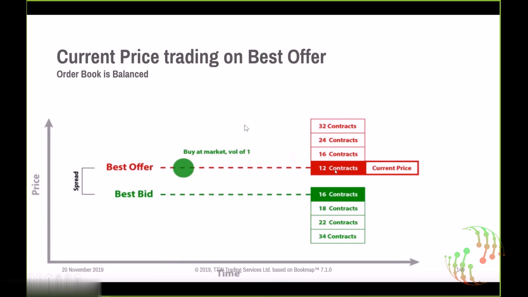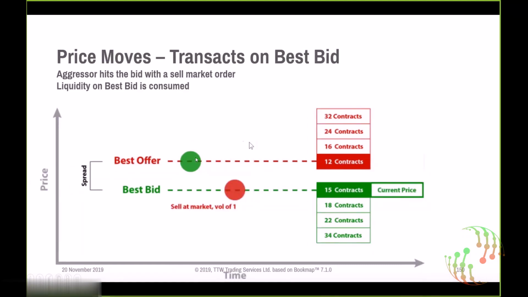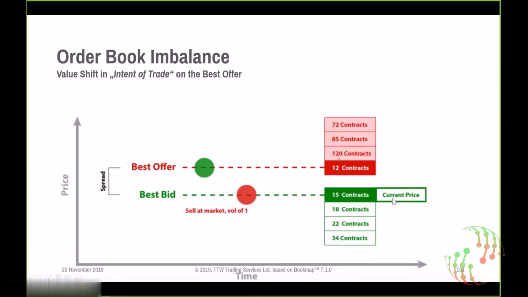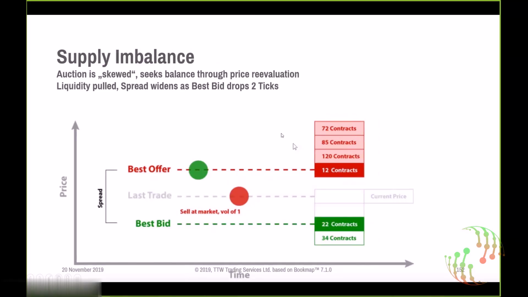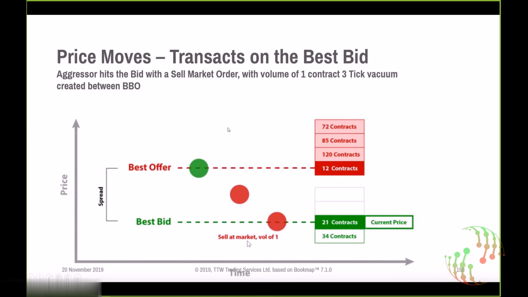So current price trading on best bid. The book is balanced. Let's take the other one. Now sellers come in, liquidity is consumed, and this is the intention of the trade. That means, as discussed, they want to sell. The bid side is weaker than the sell side. The auction is skewed and seeks balance through price reevaluation. Liquidity pulls, spread widens as bid drops 2 ticks, for example. You see, it's quite obvious what we are talking about, because price is now looking for the way of least resistance until it is supported by other buyers who say, okay, this is the area we want to buy, and they put liquidity on the bids again, and then the game starts in the opposite direction.